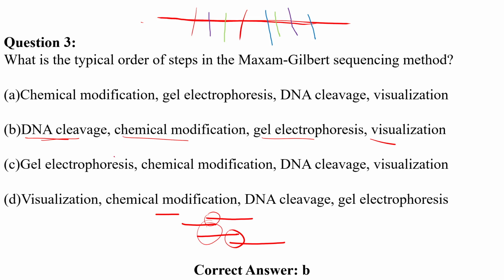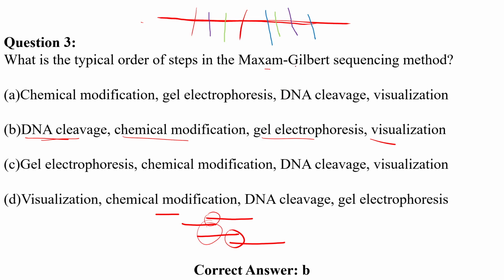Then comes chemical modification. Why are we doing chemical modification? In the Maxam-Gilbert sequencing method, we do 4 types of chemical modification to determine whether it is an adenine, guanine, cytosine or thymine. That is the principle behind the Maxam-Gilbert sequencing method. In Sanger sequencing, we were adding ddNTPs and chain termination was happening. In this case, the chain will be broken at the modified nucleotide.